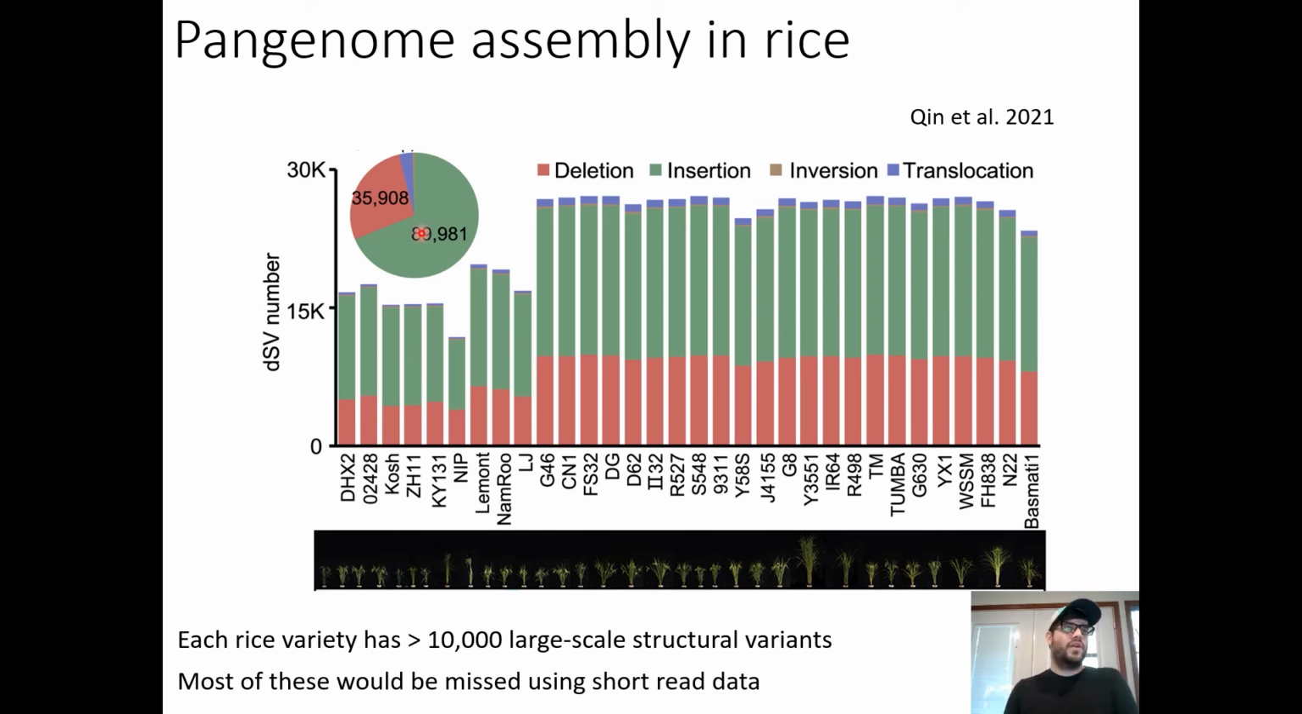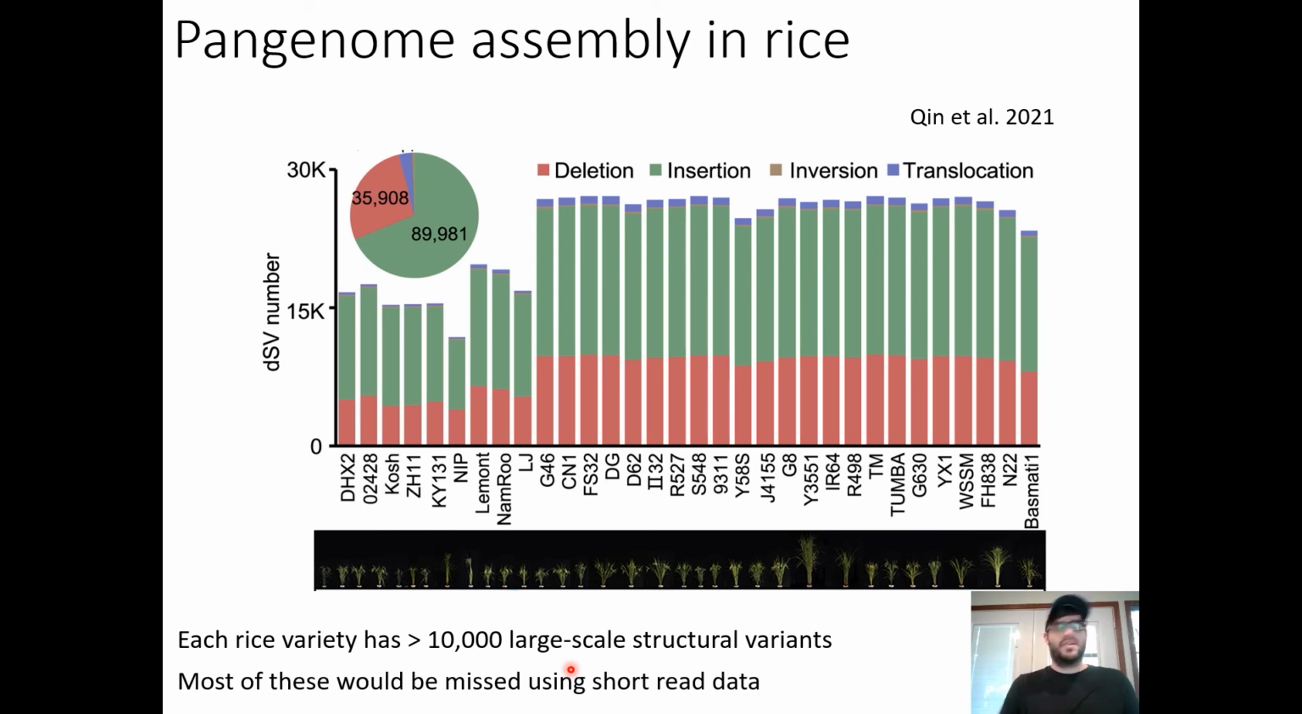And so the authors identified almost 90,000 insertions across these 31 individuals and 35,000 deletions, and then a couple other translocations or inversions or other complex things. And so between any single individual, you're looking at tens of thousands of insertions or deletions and potentially thousands of differences in gene loss or gene gain. And so most of this data would be missed using traditional short read data, and this is kind of where the field is moving.